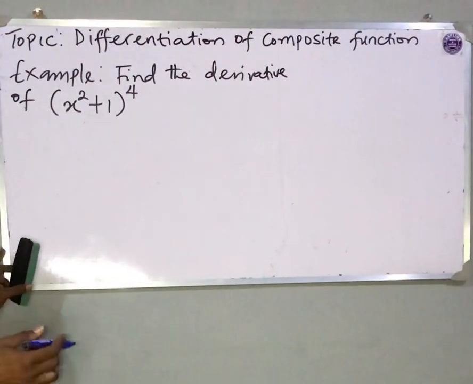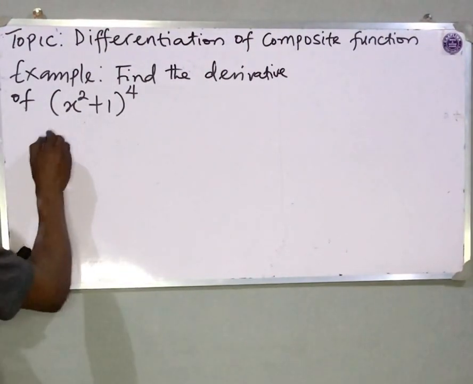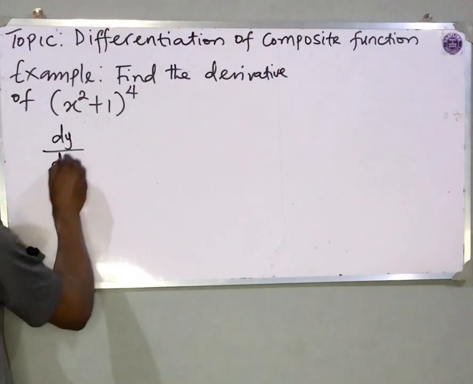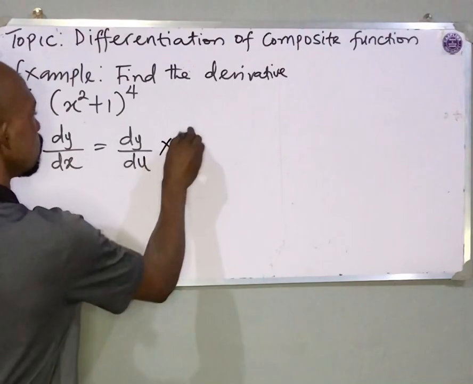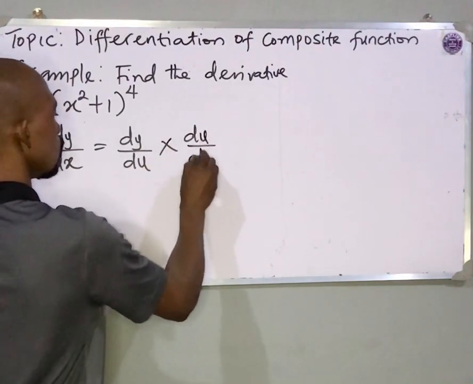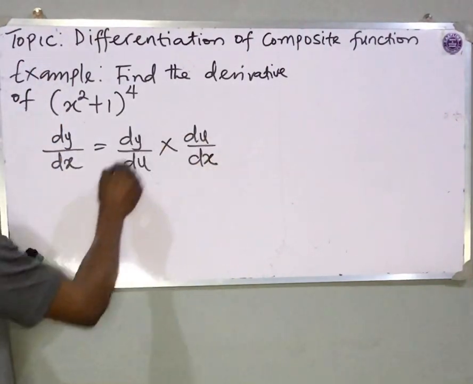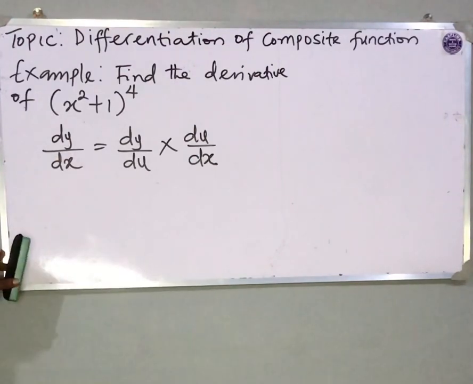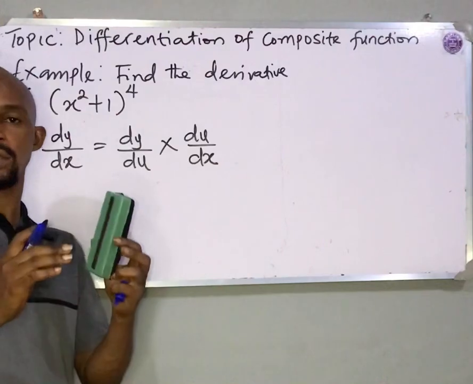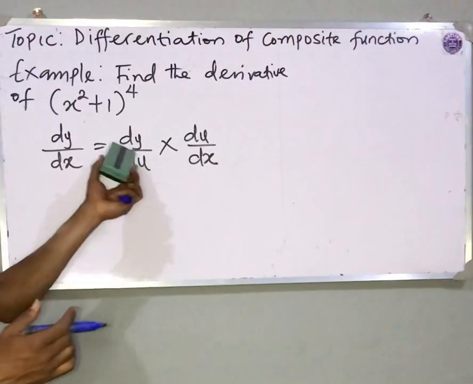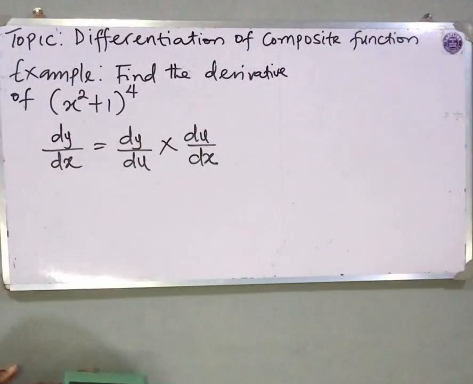Now, doing function of a function, also called chain rule, we say that dy over dx is equals to dy over du times du over dx. So by the time you cancel out du, you go back to dy over dx. So what we're trying to do, we're trying to expand the dy over dx, and that's why we call this chain rule.